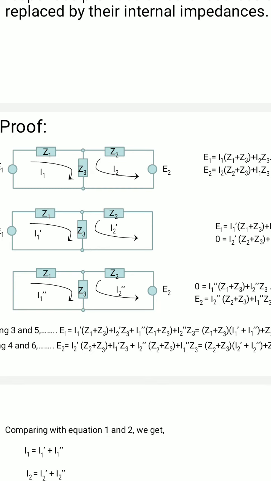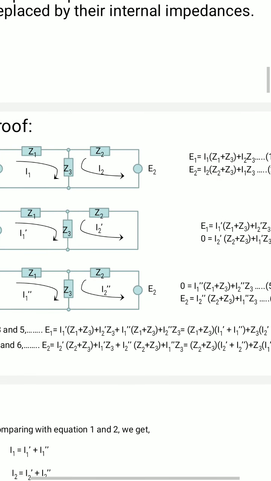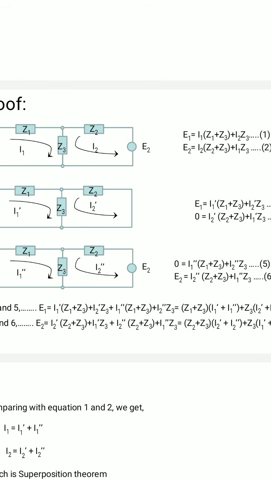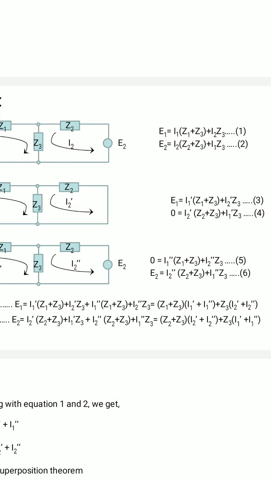Now we do the other way. We keep E2 there and we remove E1 with its internal impedance. Now you can write the equation: 0 is equal to, so E1 is 0 there. The current passing through Z1 is a different one, it is I1 double prime, and through Z2 it is I2 double prime. So we can write 0 is equal to I1 double prime into Z1 plus Z3 plus I2 double prime into Z3. The same way, E2 is equal to I2 double prime into Z2 plus Z3 plus I1 double prime into Z3. Okay, you got 5 and 6. So now we have 6 equations.